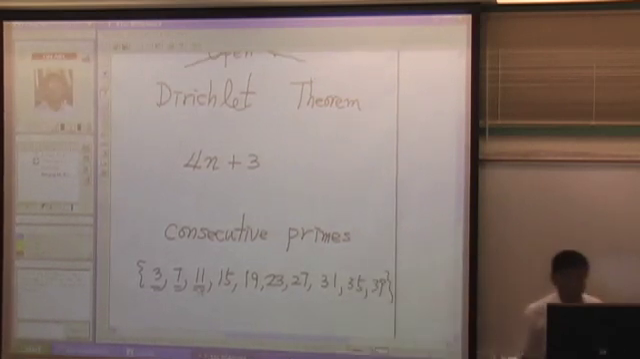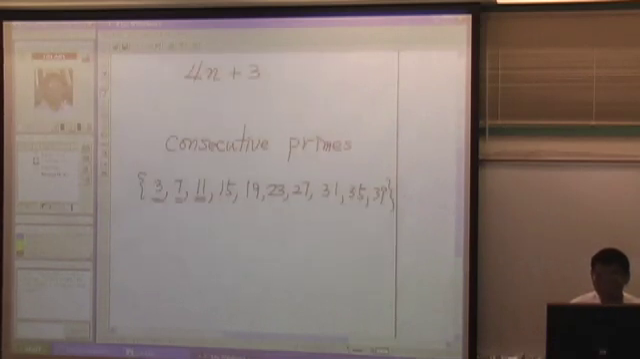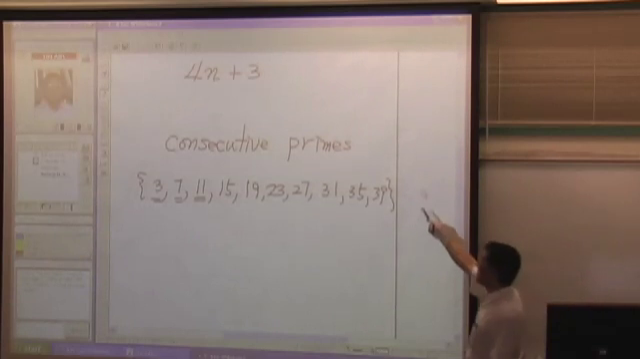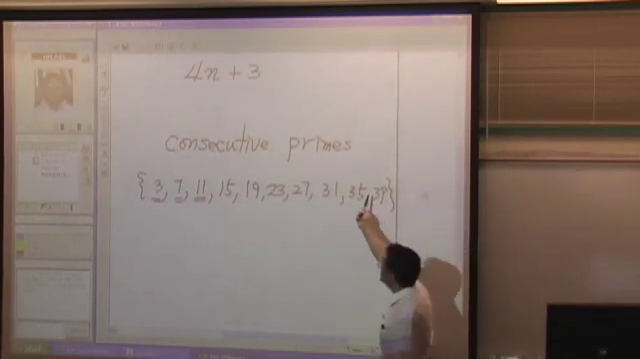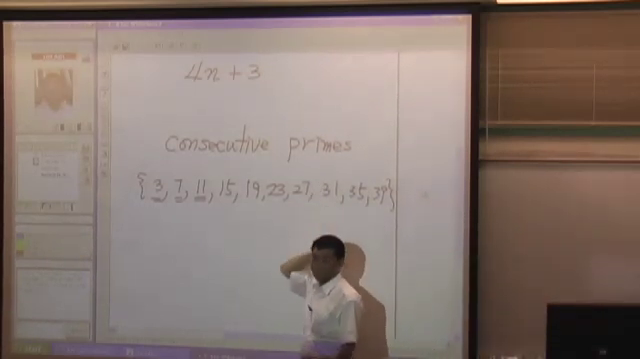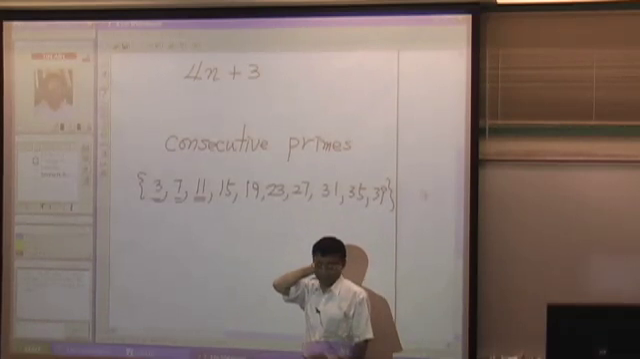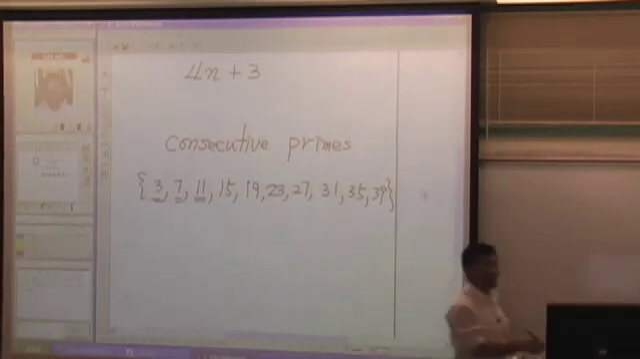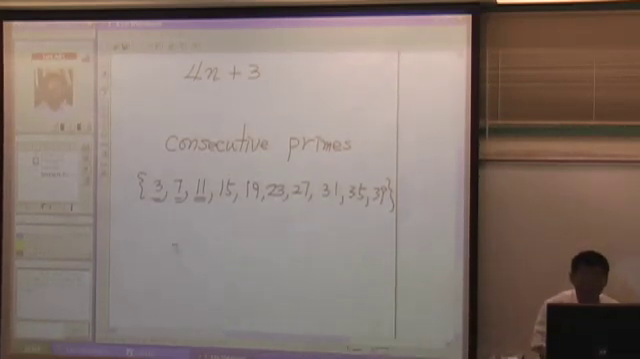So people considered this kind of thing. How many can we find? I'm not interested in this kind of direction, but some mathematicians do research in this direction, right? Consecutive primes. The opposite problem is consecutive composites.